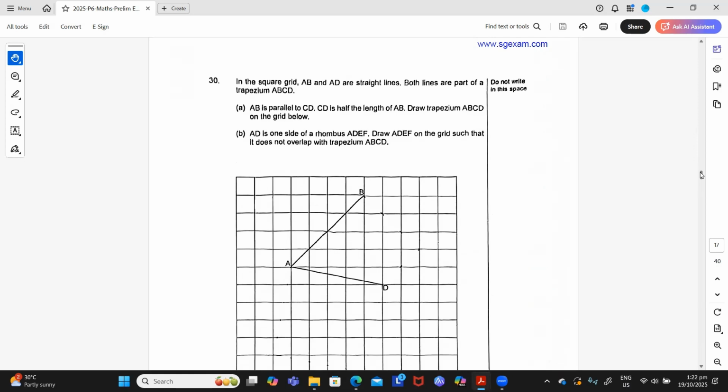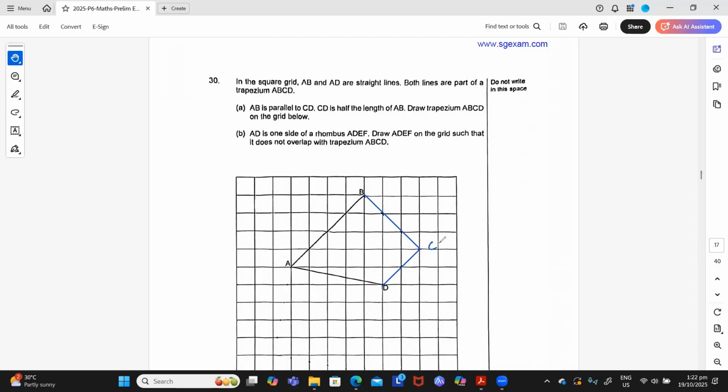Okay, question 13. AB is parallel to CD. CD is half the length of AB. So draw a trapezium ABCD on the grid below. So if you observe AB, right? AB diagonally cuts across 2 squares, 3 squares, 4 squares. So that's like 4 units diagonal, right? So here you just cut 2 squares against it. And then you simply cover it. That will ideally create your trapezium. Okay? So that's your C.